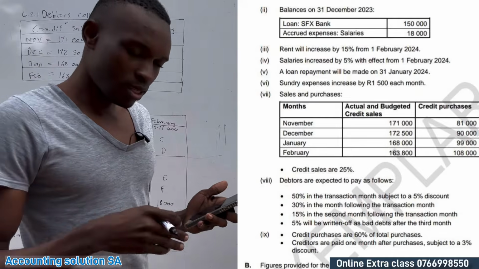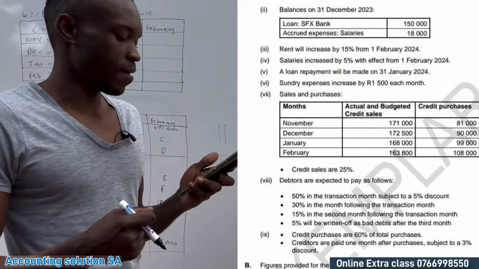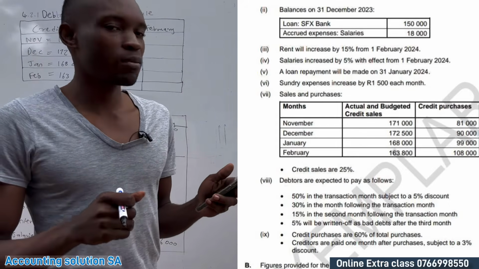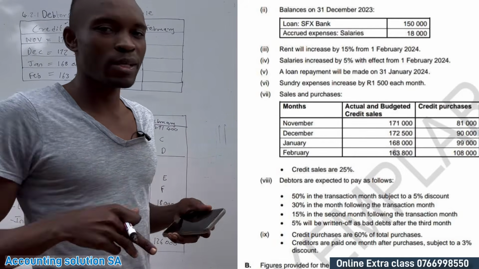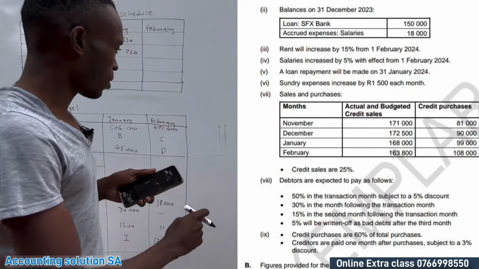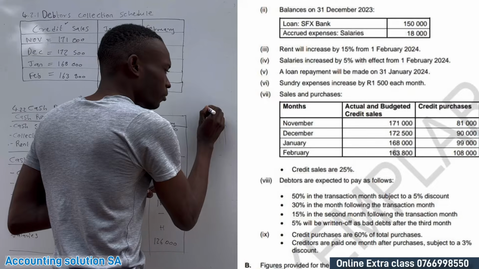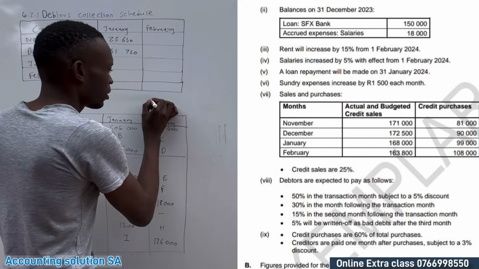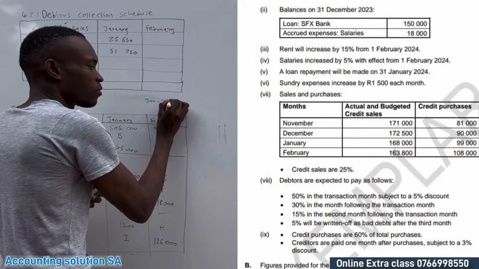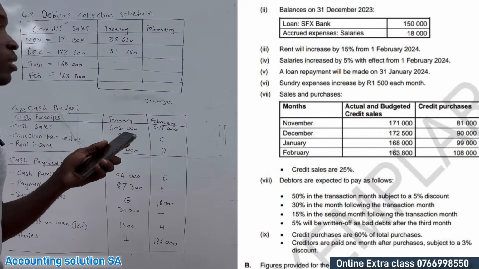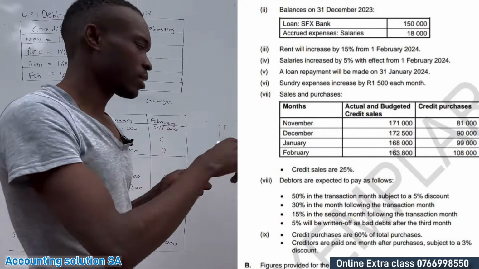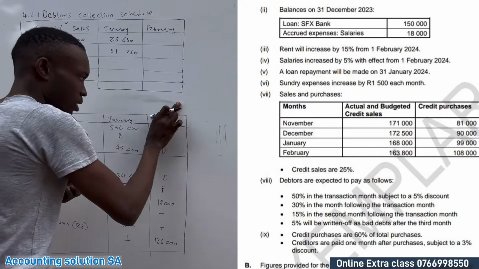They said this is how the business collects it. They collect 50% in the transaction month. When they say transaction month, they simply mean the same month that the sale has been made. For example, if this sale was made in January, 50% is going to be collected in the same month of January. Then 30% in the following month, which is February, and 15% in March, after 2 months. That's how we do it.